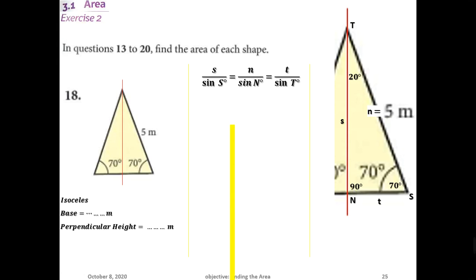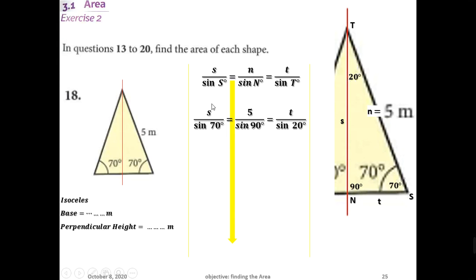We substitute in the rule as I explained earlier. S is unknown. The opposite angle to S is the 70, so over sine of 70. 5, side 5. The opposite angle to side 5 is the 90, so 5 over sine of 90. And then side T is unknown. The opposite angle to side T is 20, so sine of 20.